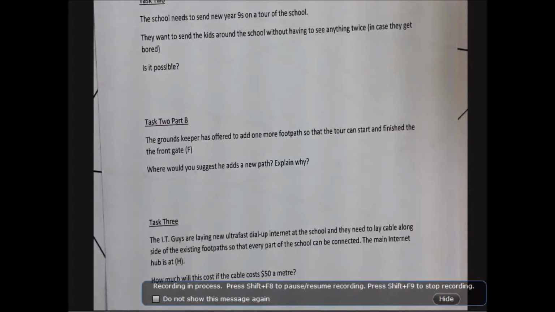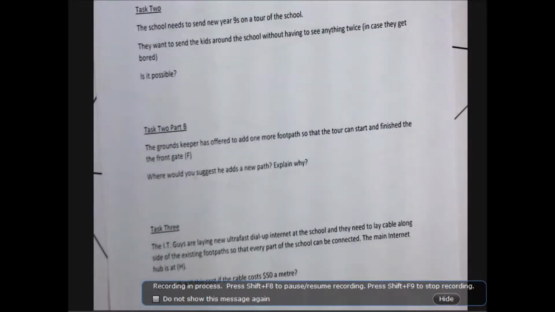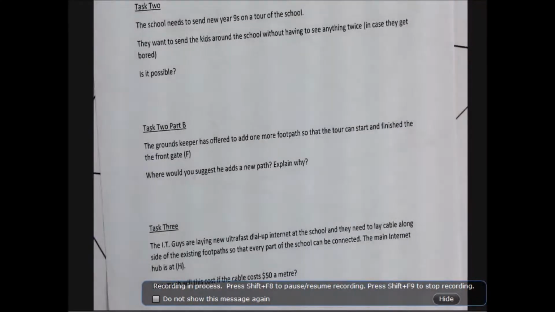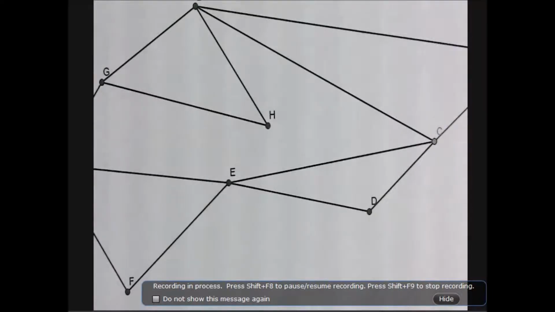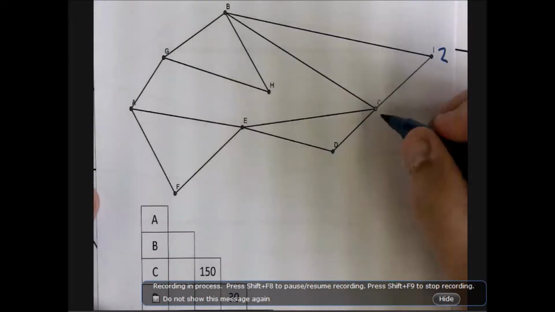To find out if the school can send the kids on a tour of a school, it's not stated explicitly, but it should be a traversability problem, which means we need to find out if you can go along every path once and only once. In order to do this, we're going to need to look at the rank or order of each vertex, which means how many lines lead away. We'll label each one.